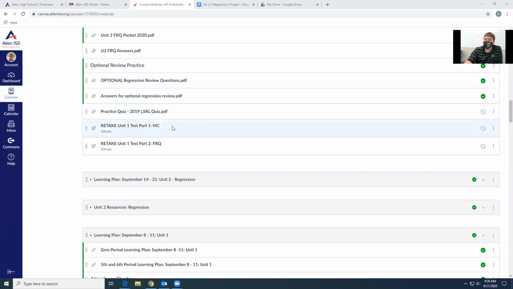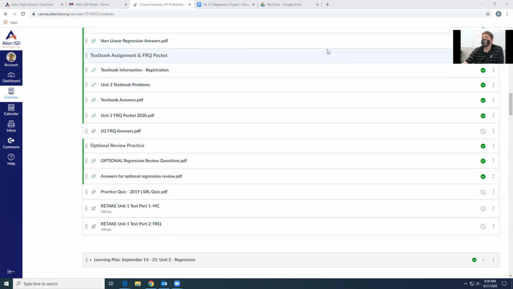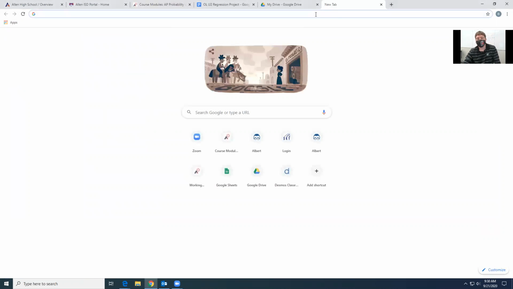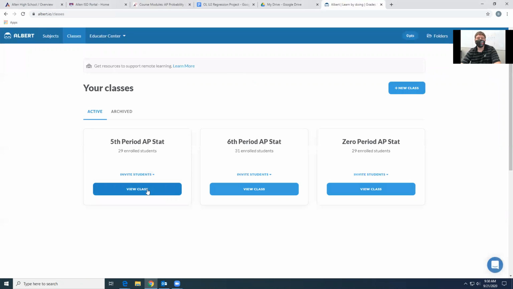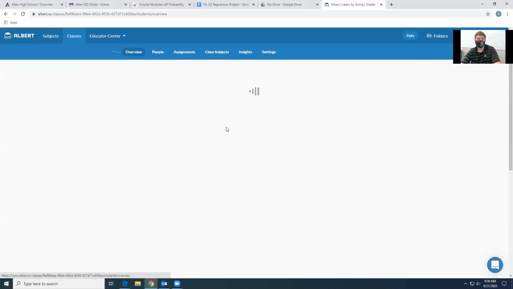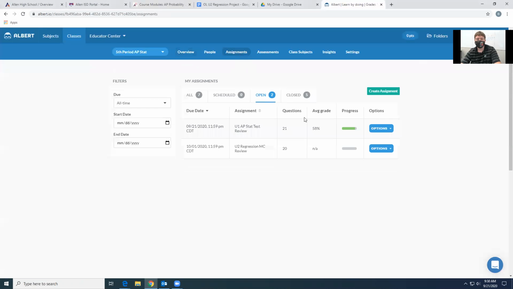And then I'll open up these other things as we get there because we've got a practice quiz and that kind of stuff. The Albert.io assignment is in there. So if you go to Albert.io, you go into your class, and you guys should see your thing. Then for assignments, it's right there, multiple choice. It's due on the 1st.